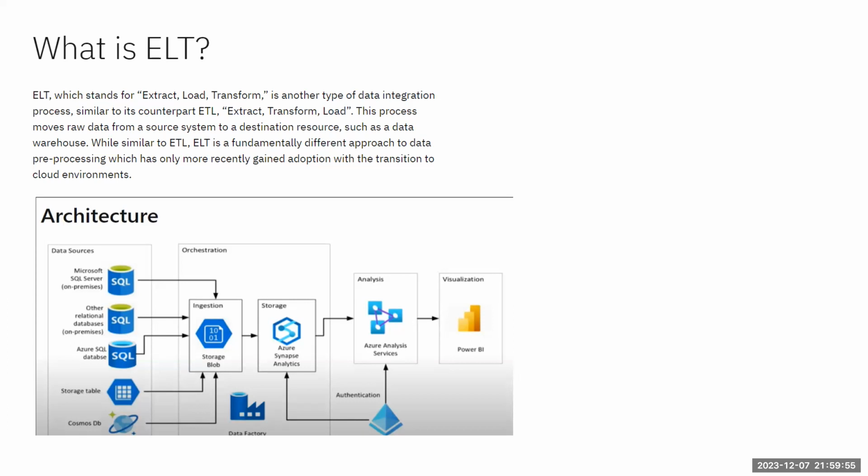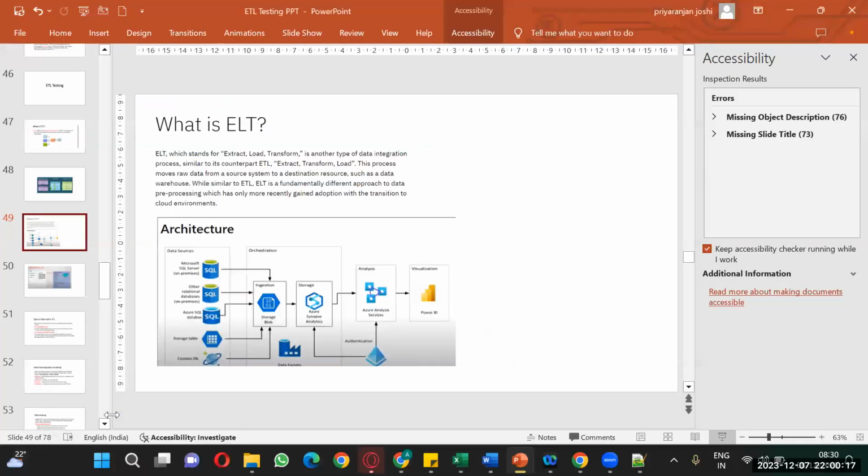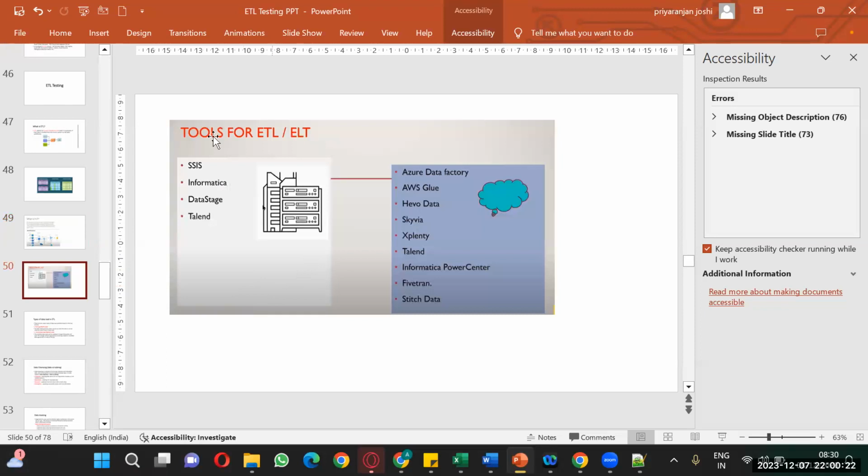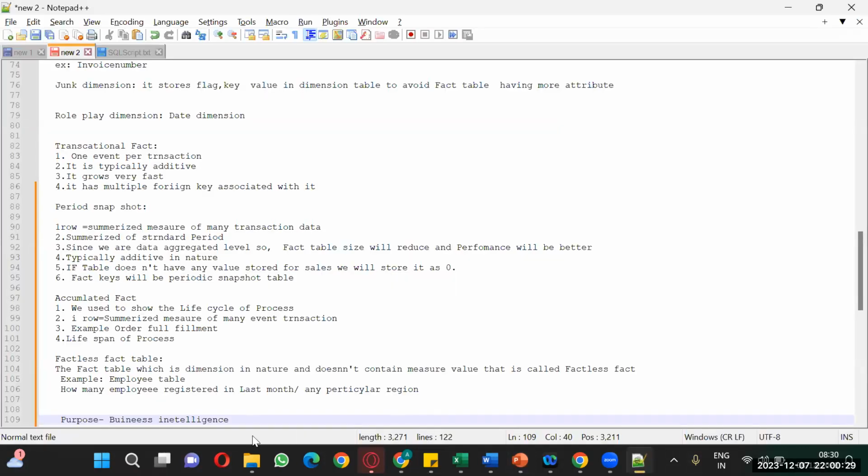ETL and ELT are different approaches. ELT is generally maintained in the cloud, but ETL is maintained in the traditional data warehouse. The data warehouse is built on premises, like your SQL Server, Oracle. For these we use the ETL process, but in the cloud we use the ELT process. This is the basic difference. So what basically do we do in ETL, and what are the types of tools available in ETL? Before that, let me write what is ETL.